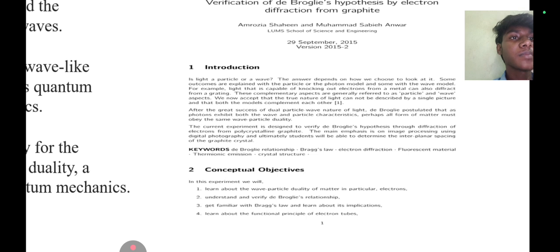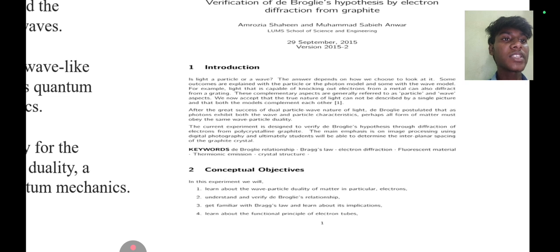We now accept that the true nature of light cannot be described by a single picture and that both the models complement each other. After the great success of the dual particle-wave nature of light, de Broglie postulated that photons exhibit both wave and particle characteristics. Perhaps all forms of matter must obey the same wave-particle duality.